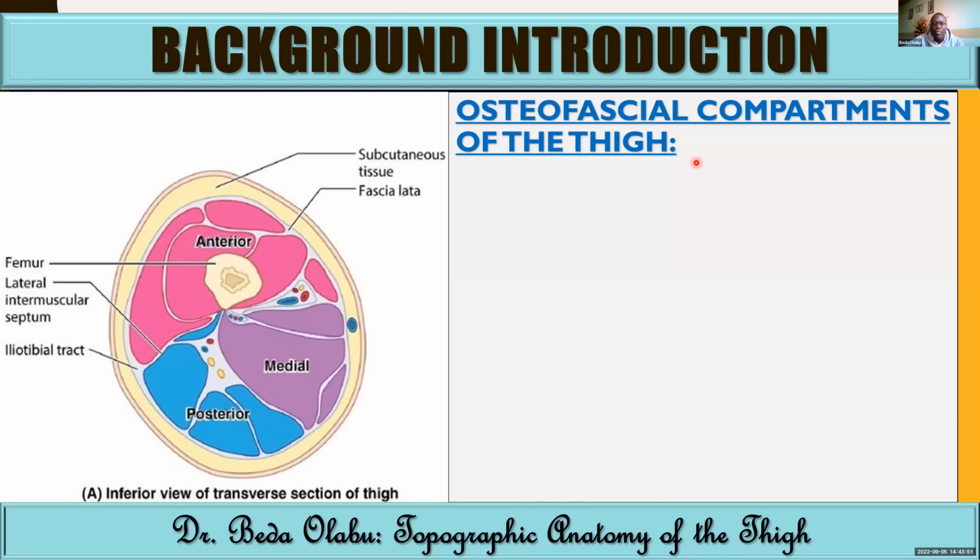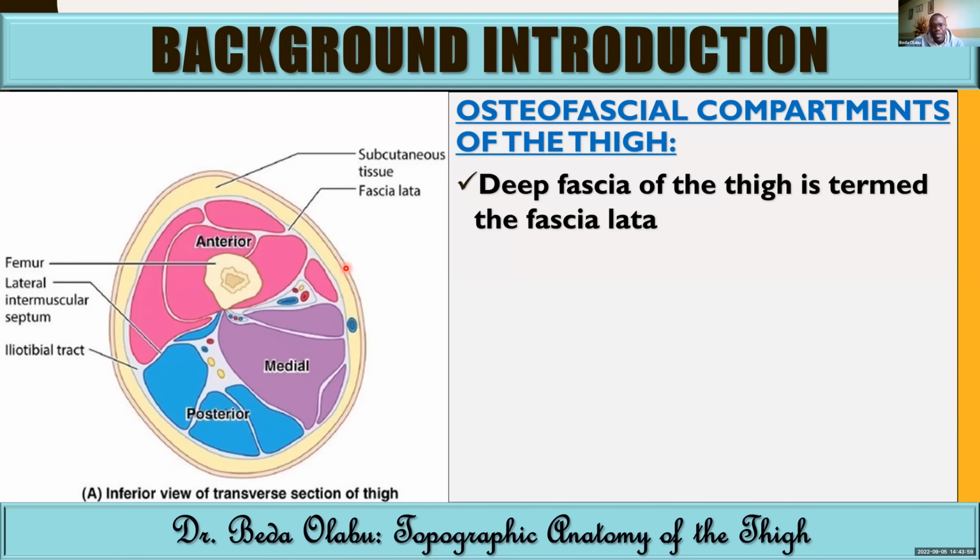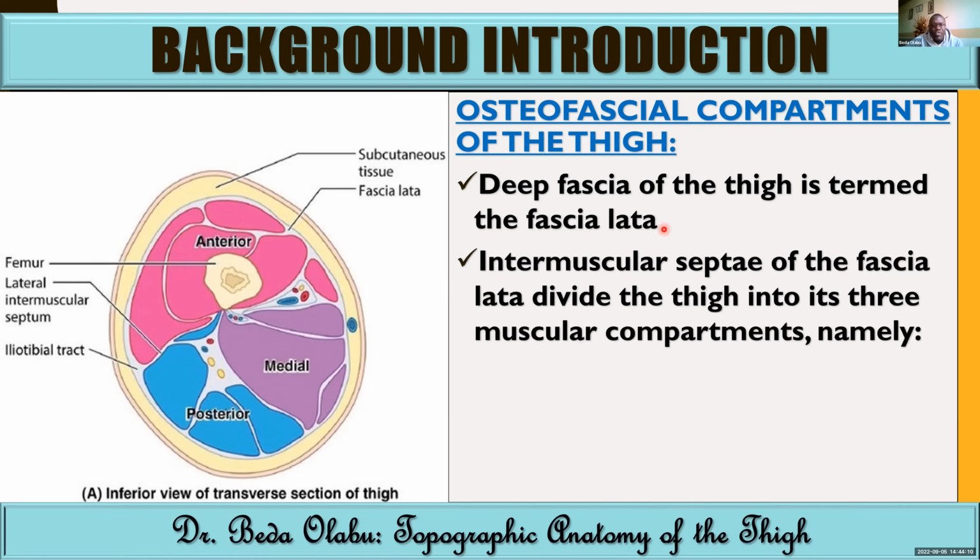Just to bring you up to speed about the thigh compartments, we are aware that the thigh is divided into three muscular compartments. These divisions are facilitated by the fascia of the thigh, which we call the fascia lata. This is a deep fascia of the thigh. We are going to talk about it more in this lecture, but just to bring you up to speed, it has some extensions which move from it to the femur, which we call intermuscular septa. And these intermuscular septa divide the thigh into three muscular compartments.